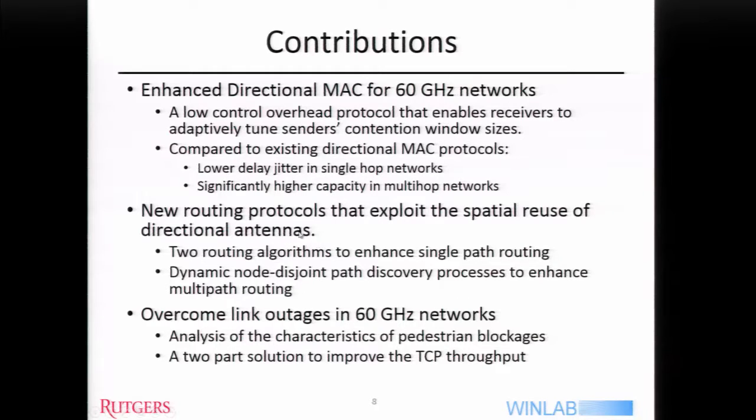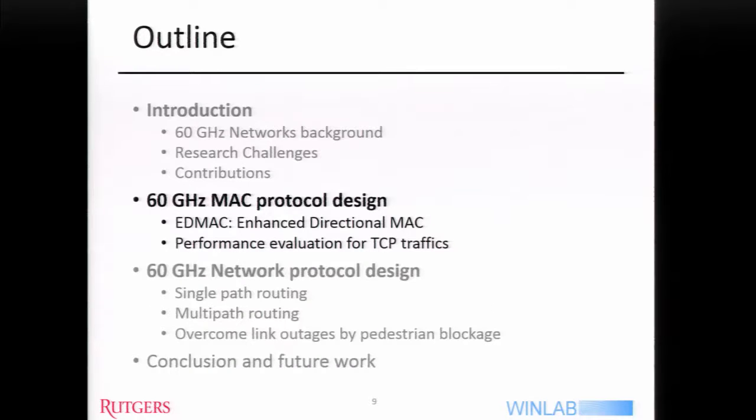In particular, we propose two routing algorithms to enhance single path routing. And we also propose a dynamic node-disjoint path discovery process to enhance multi-path routing in the 60 GHz network. And in the end, we study the characteristics of pedestrian blockage in the 60 GHz network, and we propose a two-part solution to improve the throughput of the TCP flows. First, I will introduce the MAC protocol.